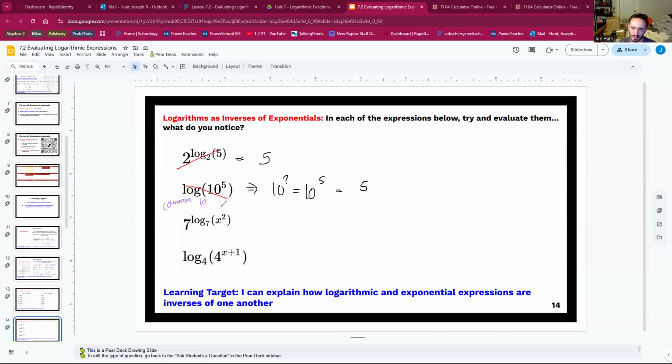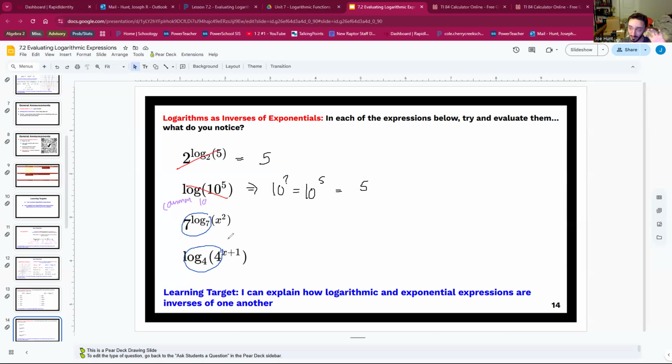So if we recognize that in these first two examples, it's going to allow us to take that notion and apply it when we're dealing with these more unfamiliar contexts. If I've got 7 raised to the power of the log base 7 of x to the second, I don't know what x to the second is. It's just some mathematical expression.